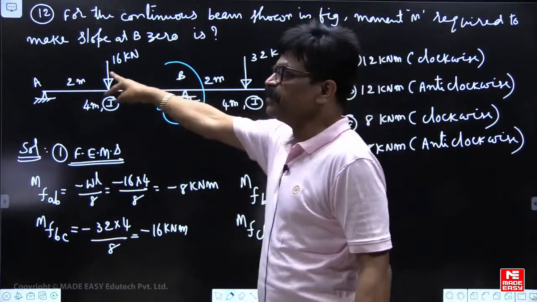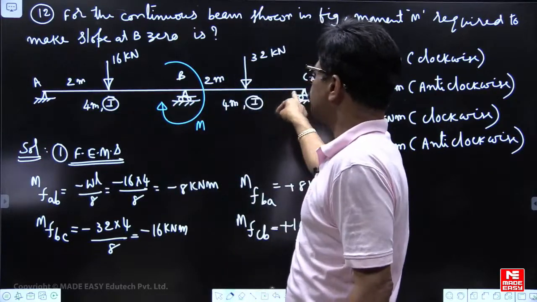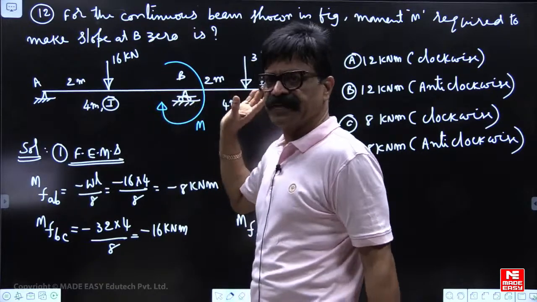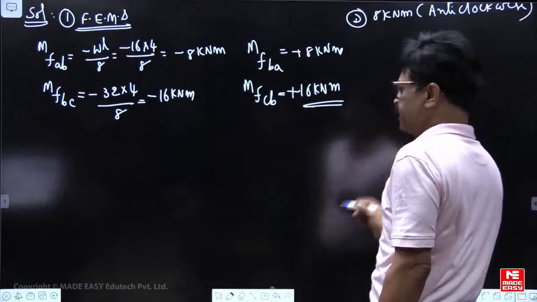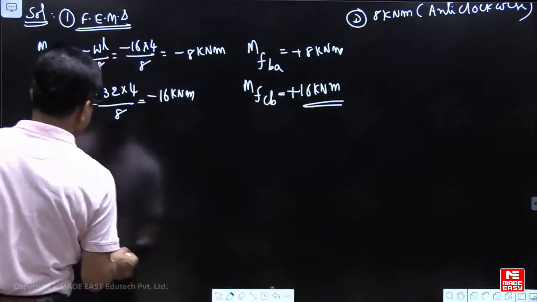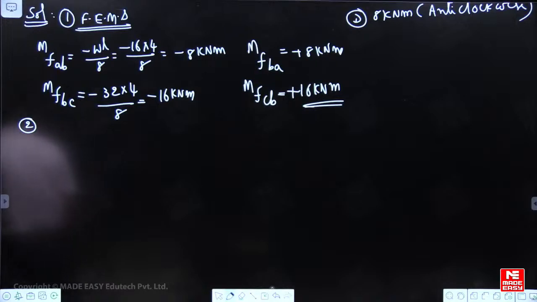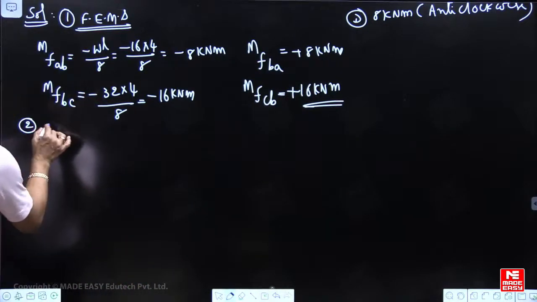So stand at B, look at A. Far end is hinge, I by 4. Far end is roller, I by 4. So distribution factors are 0.5, 0.5. So directly we will take up EMD, means end moment distribution. Anyone completed by this time? 8 kilonewton meter anti-clockwise, 12 anti-clockwise, correct.